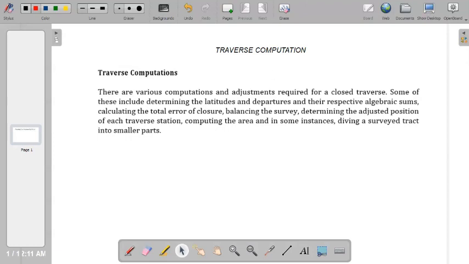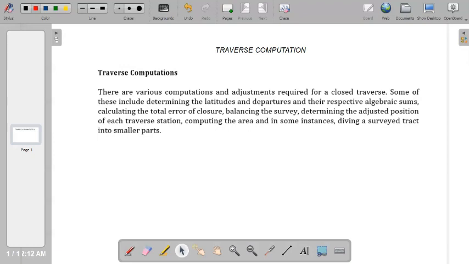But before going to the proper lesson on traverse computation, let me give you some introduction about traverse. The measured angles or directions of closed traverses are always readily investigated before leaving. I mean, you must always investigate the measurements of angles and directions before you leave your field.